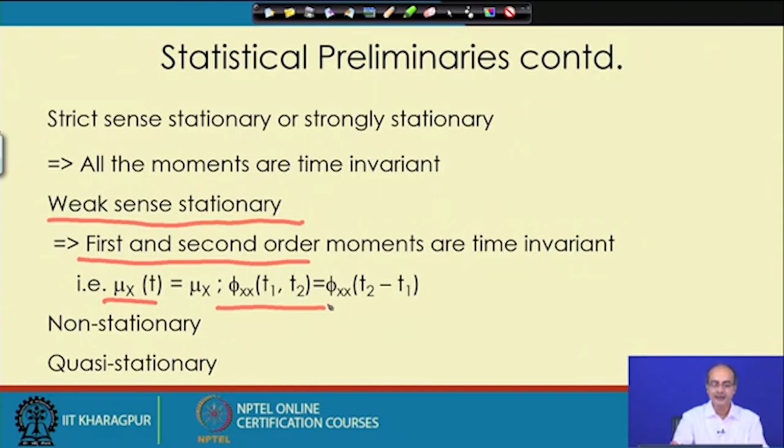And if any signal is not weak sense stationary, that means the first two moments are varying over the time, that means they cannot be strict sense stationary also. They are not strict sense stationary. So, such signals are called as non-stationary signal. So, the definition of non-stationary signal is a negative definition. You cannot have a direct definition of it. If anything is not stationary, we call it as a non-stationary signal.